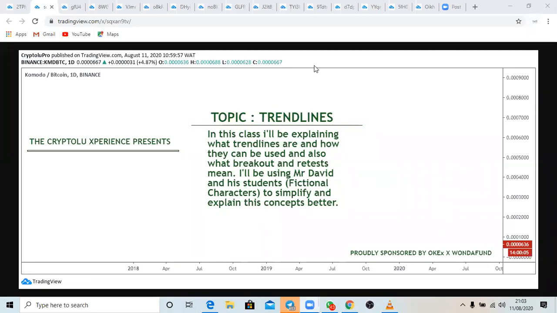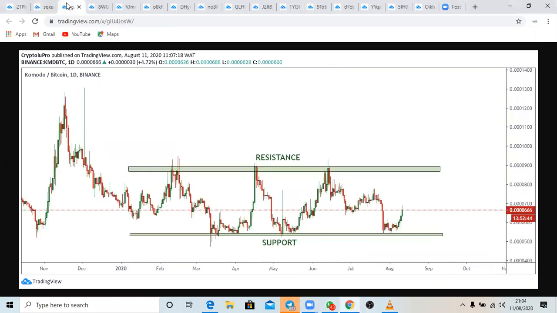Now, in the last class, Prince Wonder talked about support and resistance. For those that were here in the last class, Prince Wonder talked about what support and resistance is. And let me just do a quick recap on what he said.